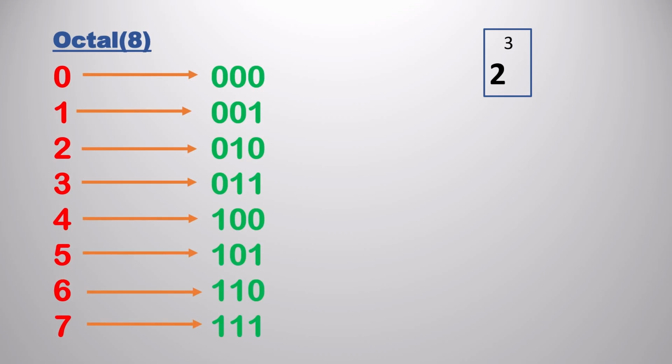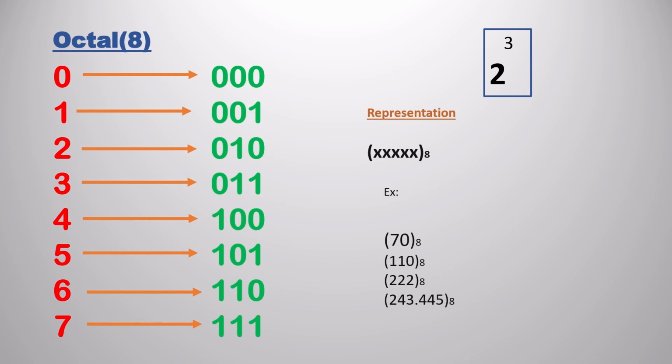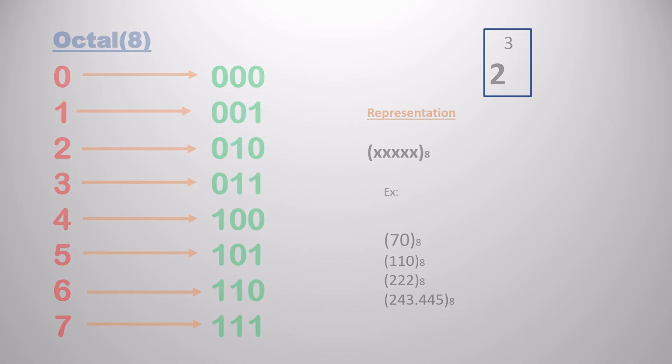Then we can compare the digits 0 to 7 with binary numbers as well. So it is basically from 0 to 7, that is 000 to 111, in decimal form to binary form. The representation of octal numbers is somewhat like this, as shown there. Outside the brackets we have to write a small suffix like 8. For example, (70)8, (110)8, (243.445)8. This is a simple representation of octal numbers.